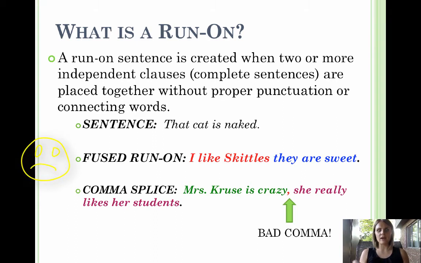You have one sentence in red, one sentence in blue, and they're smushed together without any coordinating conjunctions or punctuation, so it's fused together. And then you have a comma splice, which is the second type of run-on, like "Mrs. Kruse is crazy, she really likes her students." Woohoo! Even though I like the idea behind that sentence, it is still a comma splice because there's two complete sentences and the only thing separating them is a comma. It is splicing the two sentences. It's a bad comma.